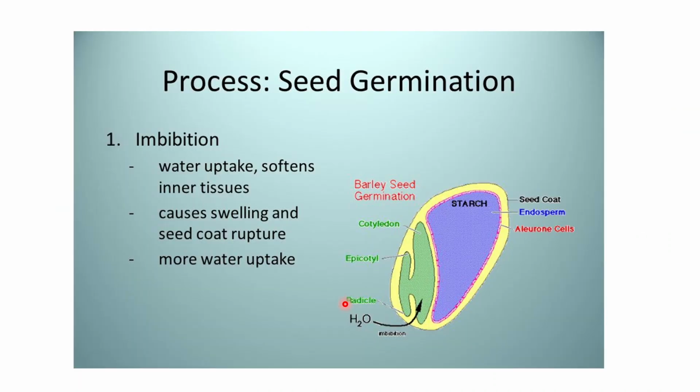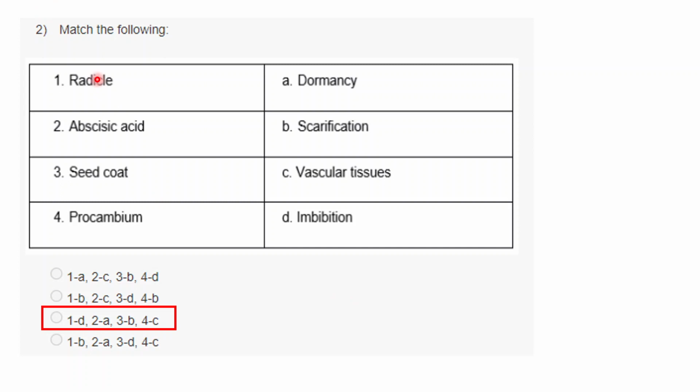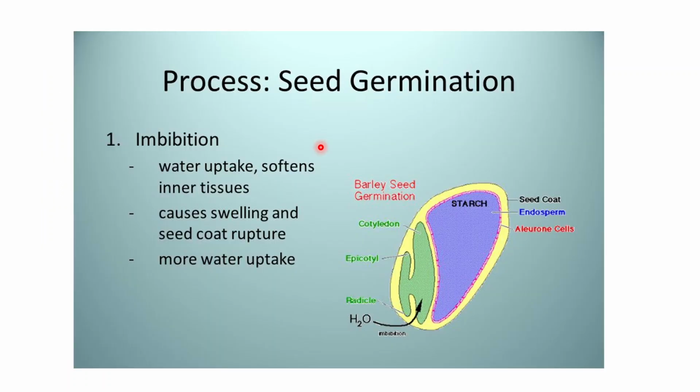So that's why we have the three options matching: radical to imbibition, abscisic acid to dormancy, procambium to vascular tissues, and seed coat will be scarification. I hope it is clear to the students.